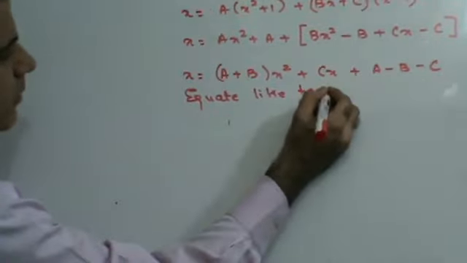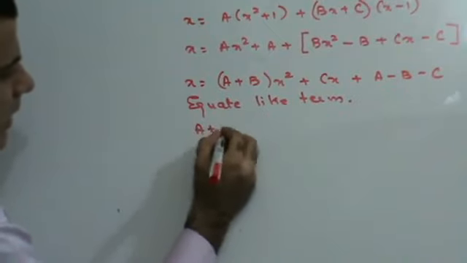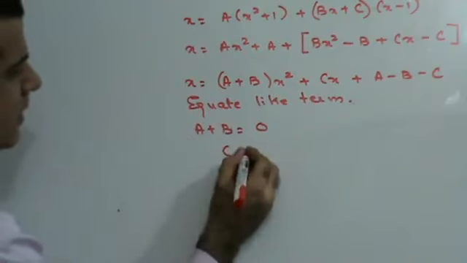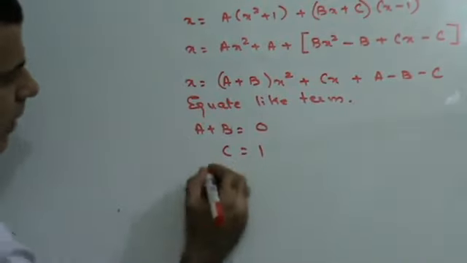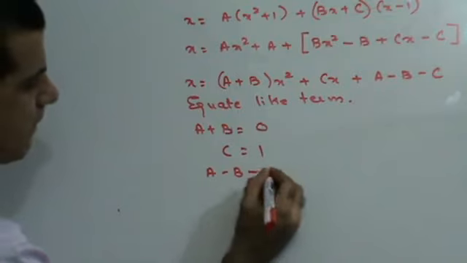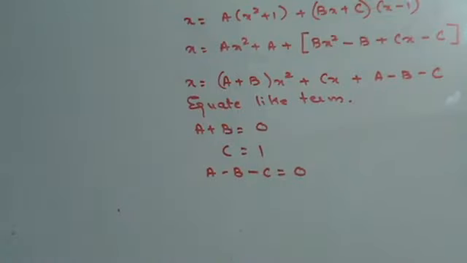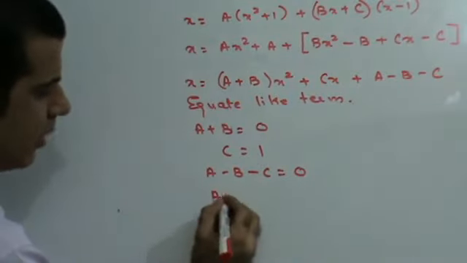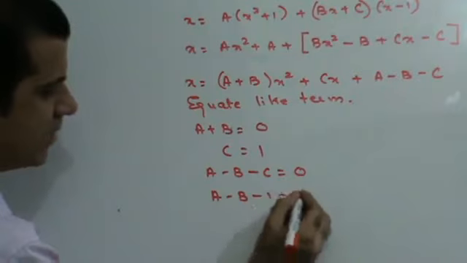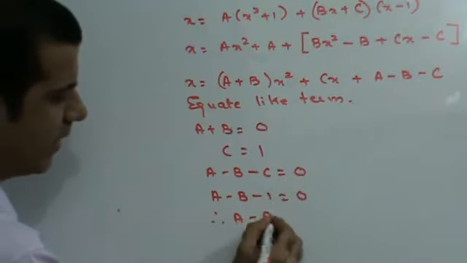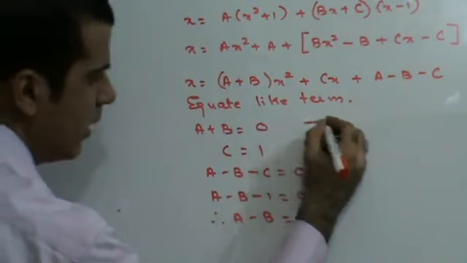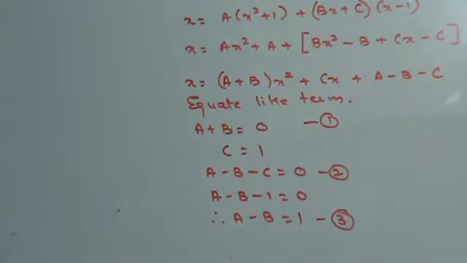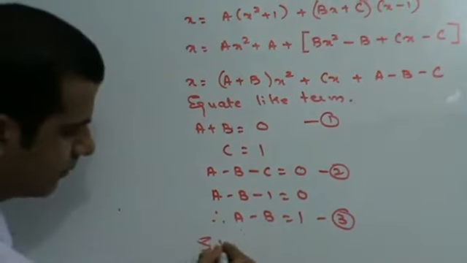like terms. If I equate like terms, I will get A plus B is equal to 0 because there is no square term. C is equal to 1, and A minus B minus C is equal to 0 because there is no constant term here. Substitute C here. So I will get A minus B minus 1 is 0. Therefore A minus B is equal to 1. Equation 1, equation 2, equation 3. Solve 1 and 3 simultaneously.